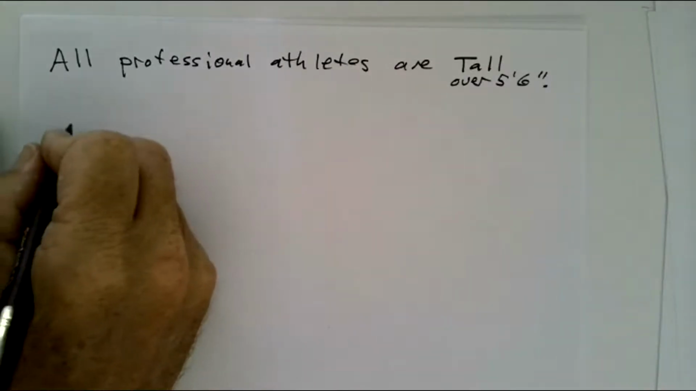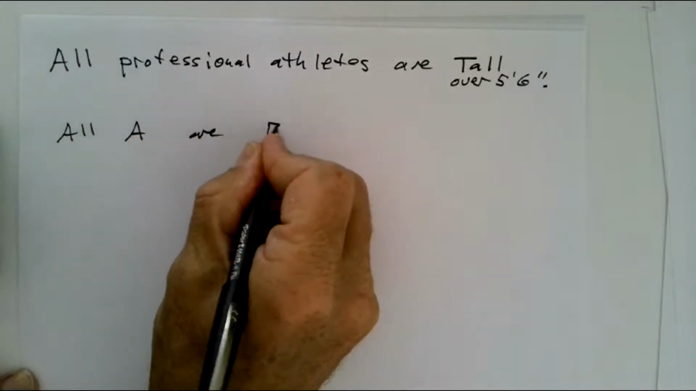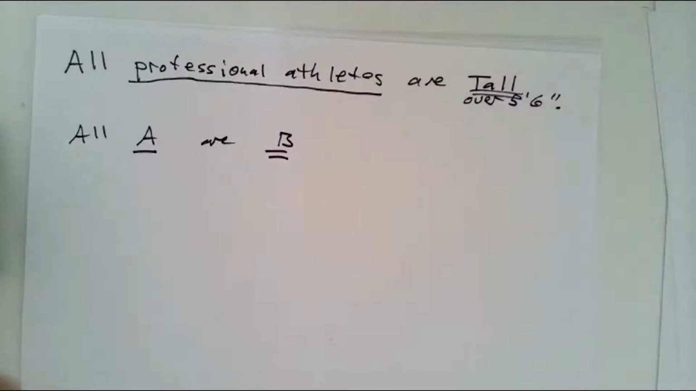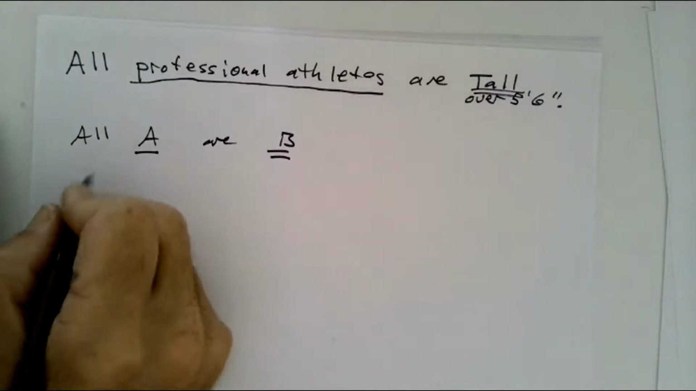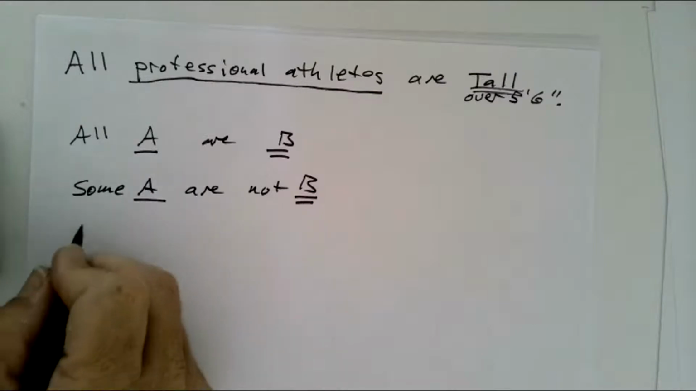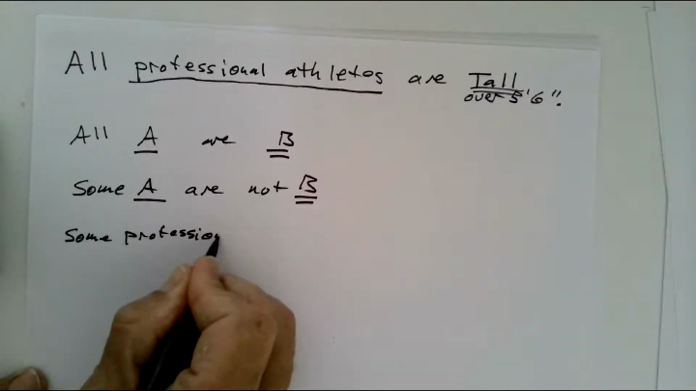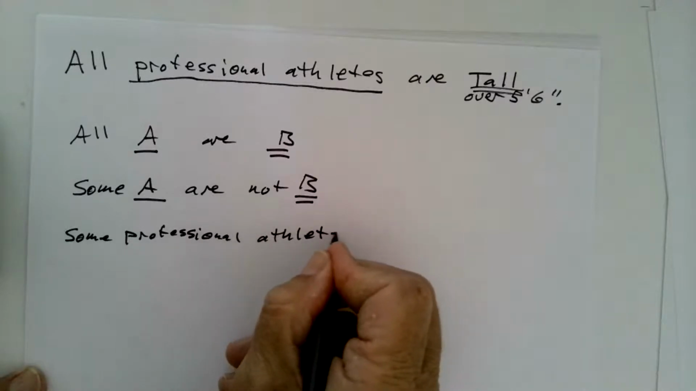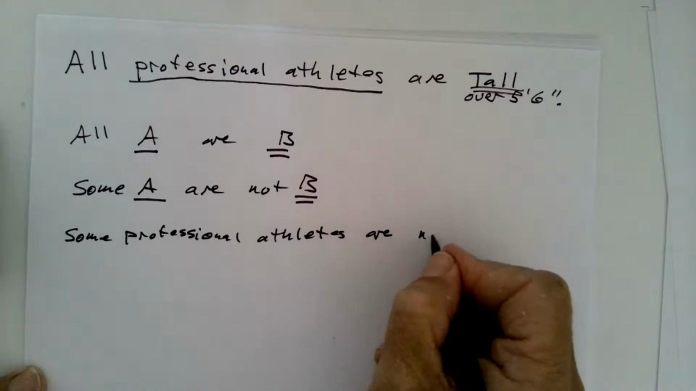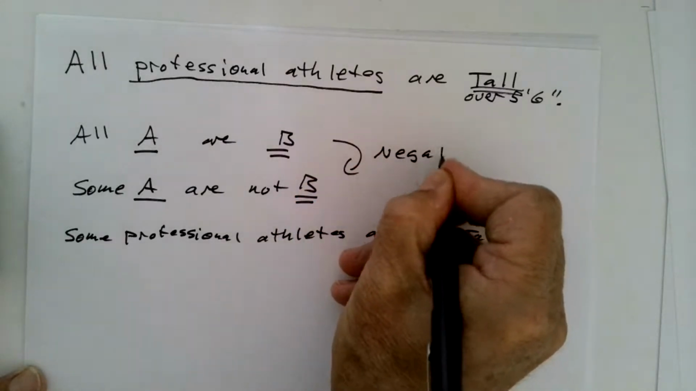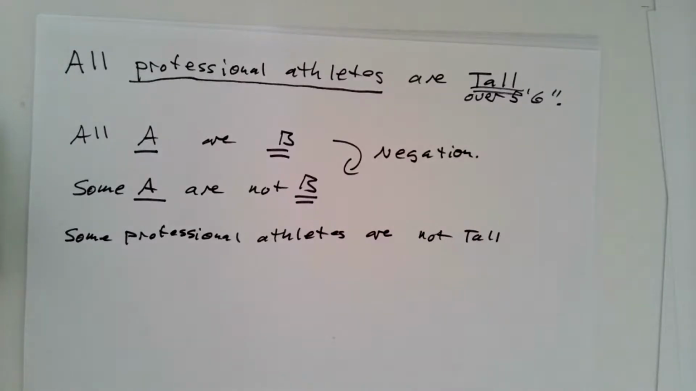So we've got all A are B. The A part is professional athletes. The B part is tall. How do I negate all A are B? Some A are not B. Our A is professional athletes. Some professional athletes are not B, are not tall. That is the negation, right? So this takes the negation of that first statement. Now again, where this gets tricky is if I say no.